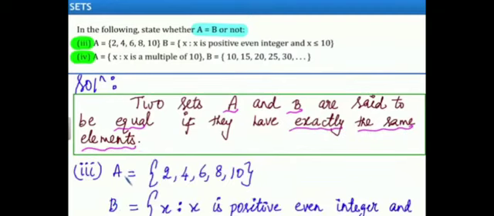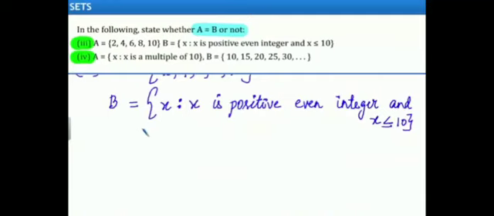So let A = {2, 4, 6, 8, 10}. B = {x : x is a positive even integer and x ≤ 10}. So A is in roster form and B is in set builder form. So you have to convert B into roster form and check whether A is equal to B or not. So x is a positive even integer and x ≤ 10. So obviously B = {2, 4, 6, 8, 10}.